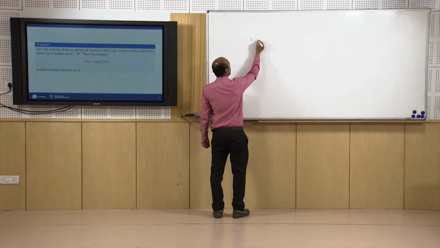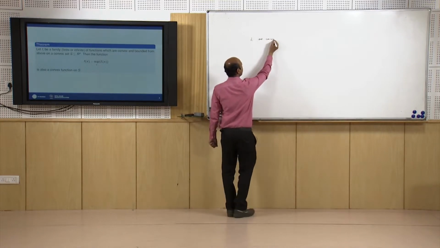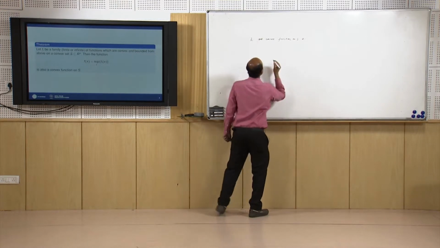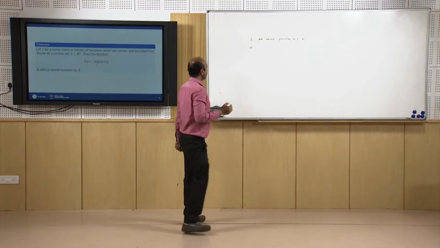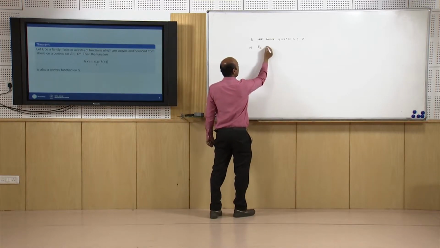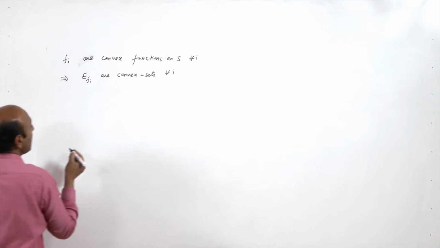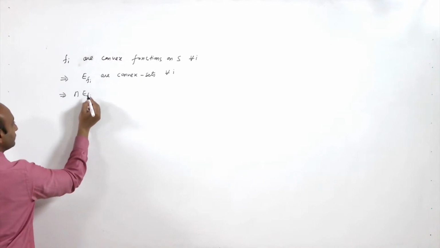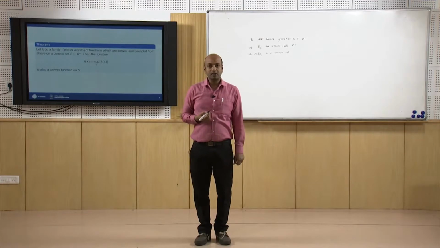Now, fi are convex functions on S for all i. So this implies, because we know a theorem that if functions are convex then its epigraph is a convex set, that E of fi are convex sets for all i, and since these are convex sets, the intersection is also a convex set, because the intersection of any number of convex sets is also convex.